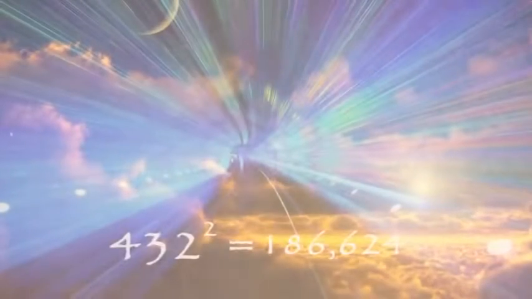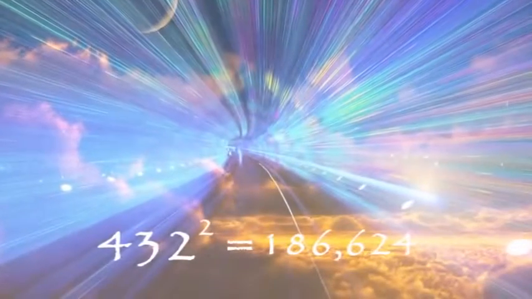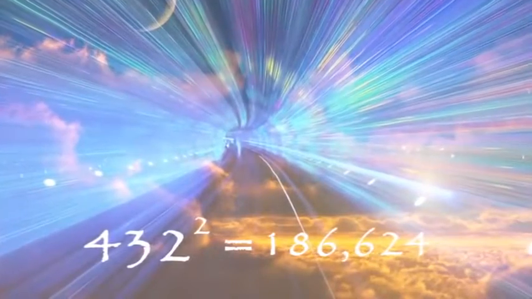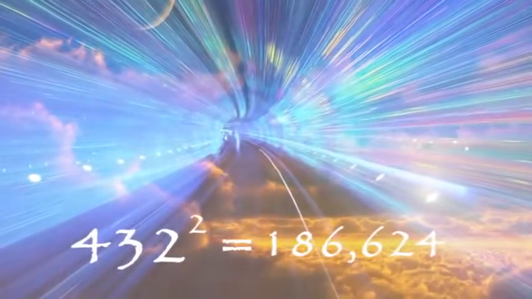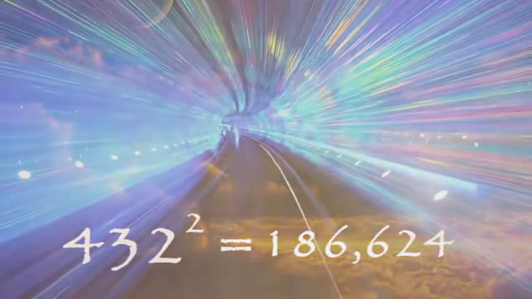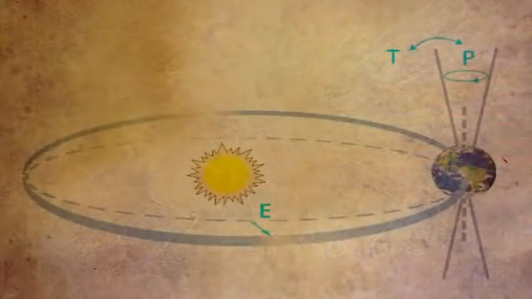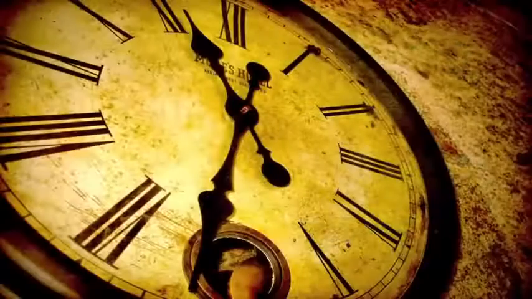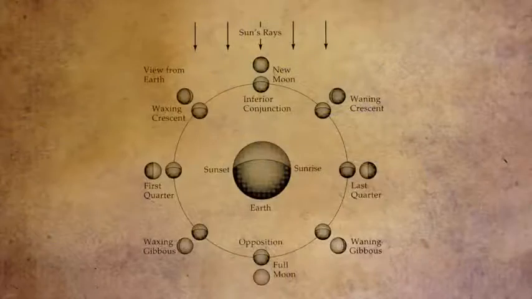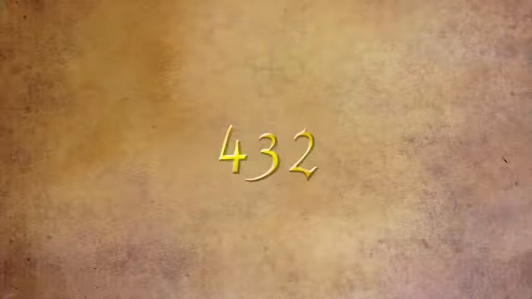What is the only whole number that, when squared, comes to within 0.01% accuracy to measuring the speed of light? 432. What is going on here? We have all these different things: Earth cycles, time and celestial measurements, geometry, sonic frequency, yet they are all represented by the same numbers over and over again.